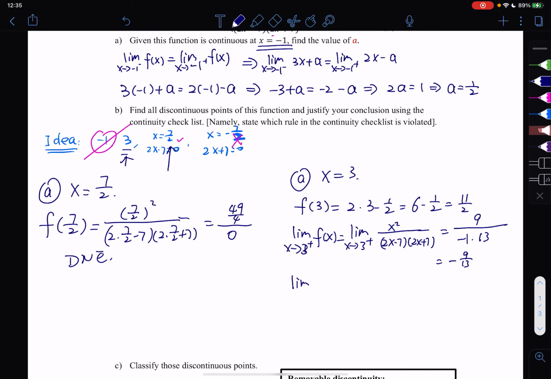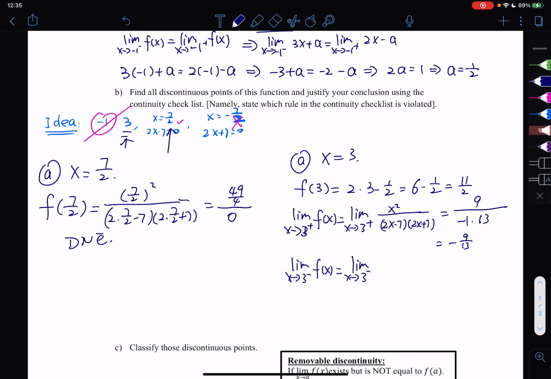And then we have limit x approaches 3 minus f of x. This limit x approaches 3 negative, so we end up with 2x minus 1/2, so we have 6 minus 1/2, which is 11/2. It's quite obvious that those two numbers do not equal each other, so limit x approaches 3, f of x does not exist. So those are my two final answers.